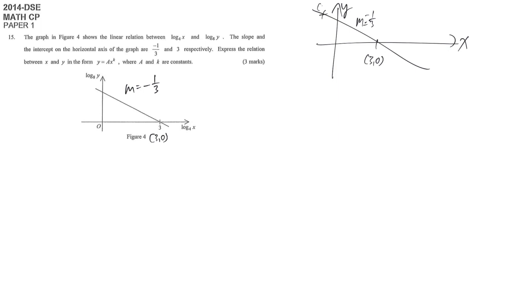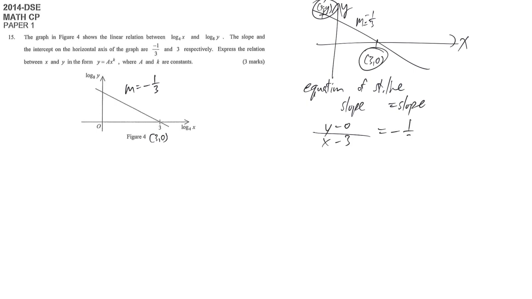So for any general point (x, y) on a straight line, slope is equal to slope. So we are going to write y minus 0 over x minus 3 should equal -1 over 3. We know that y is equal to -1 over 3 x plus 1. So that's our graph. And then in this exercise, we just change every y to log 8y, every x to log 4x.